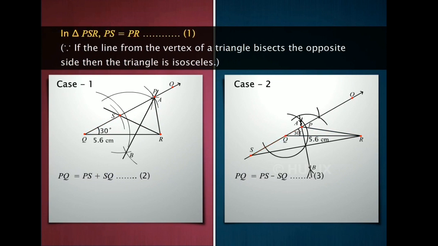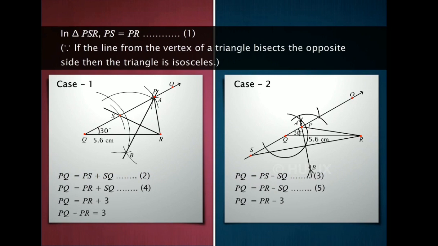Using equation 1, we can modify equations 2 and 3 as equations 4 and 5 as shown. In both cases, the length of SQ is 3 centimeters. Therefore, we substitute the length of segment SQ in equations 4 and 5. Hence, in case 1, we get the difference between the lengths of line segments PQ and PR equal to 3. And even in case 2, we get the difference of the lengths of segments PR and PQ equal to 3. Therefore, the construction is justified.